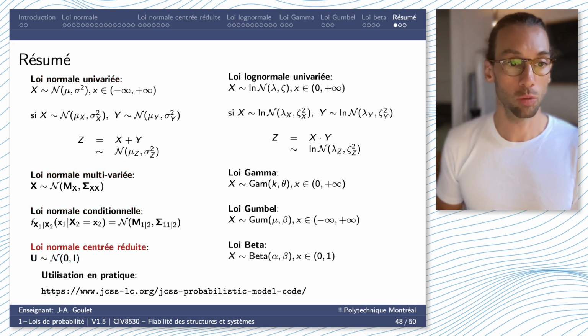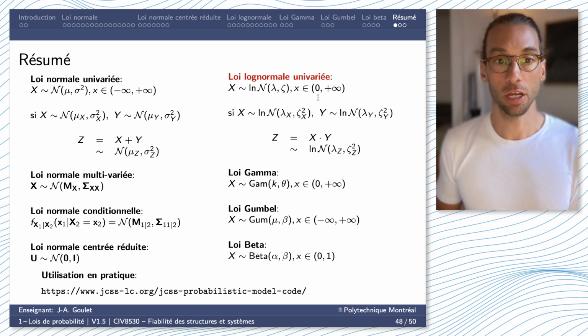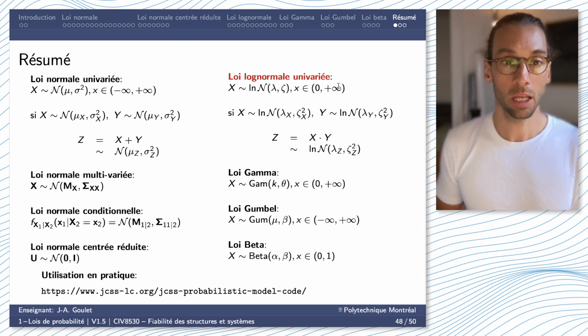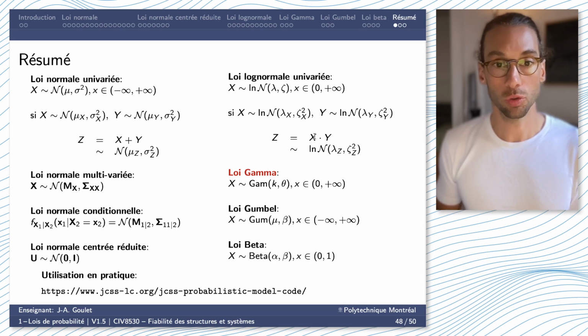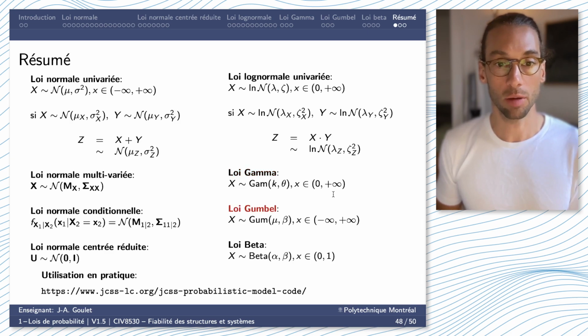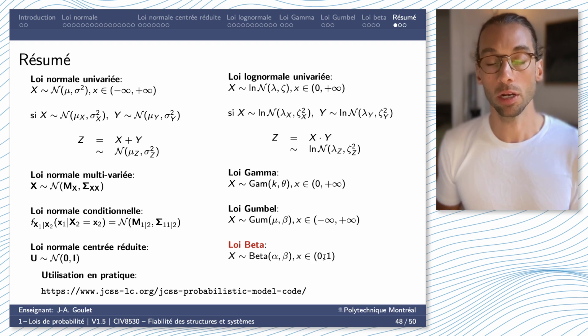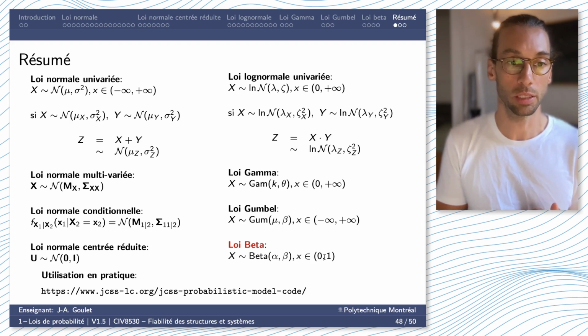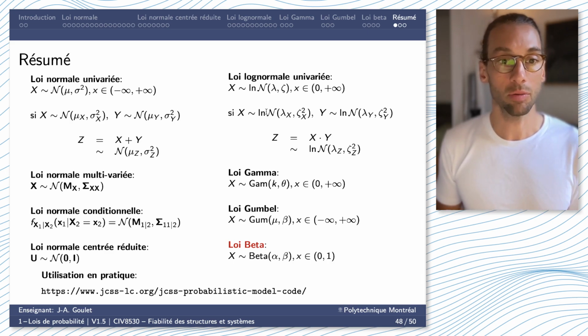The log-normal distribution is defined in the positive real domain. We can have a closed-form solution for the product of log-normals: if x and y are log-normal, their product is still going to be log-normal. We have the gamma defined for positive real numbers, Gumbel for real numbers, and beta for the interval 0 to 1, which is typically used to model probability. So in practice, how can we use these PDFs to model real quantities?